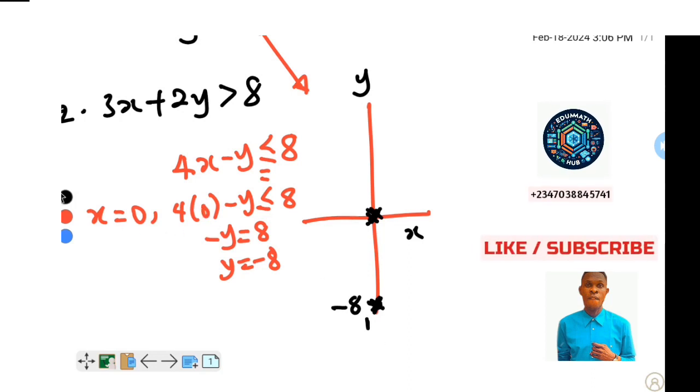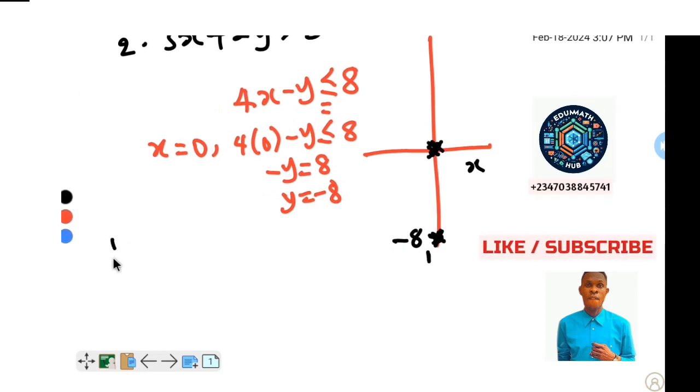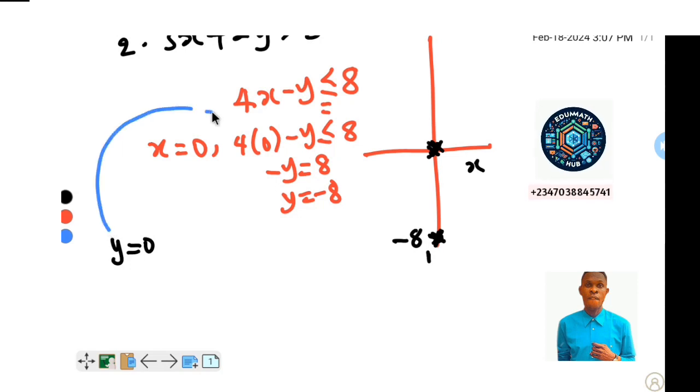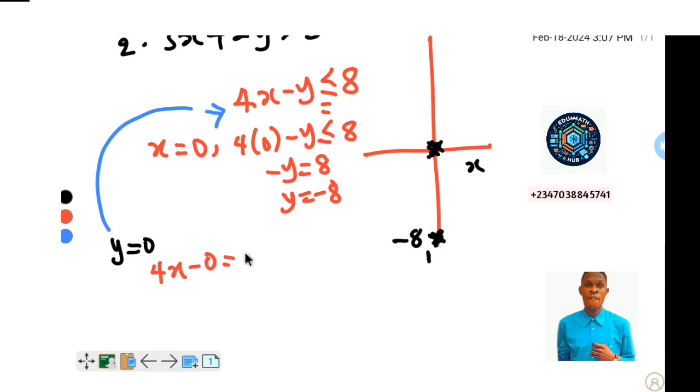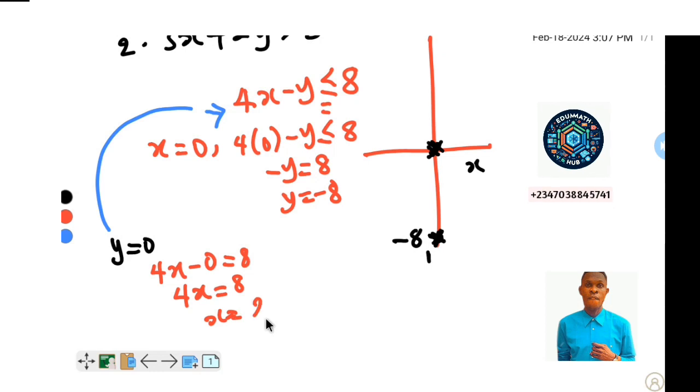Then the next point is to look for when y is 0. So let's quickly do that one here. When y is 0, so you come to this part and put y as 0. So you're going to have 4x minus, this is y, so you write out 0 there, equals to 8. So you have 4x equals to 8. Then from here you can have 8 divided by 4, so x is 2. So when y is 0, x is 2.